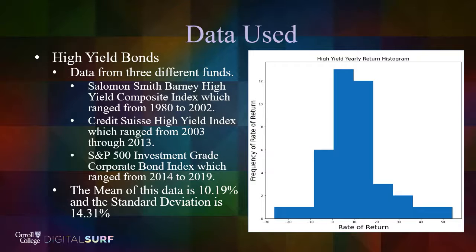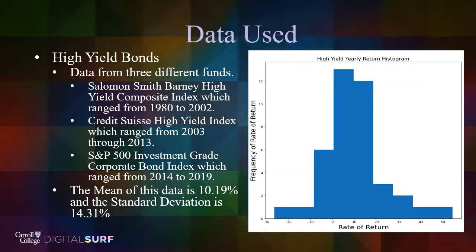To represent high-yield bonds in this study, we used data from 3 different funds. The reason we used data from 3 different funds is because we could not find a single fund that had this large of a time period. From these 3 funds, we found the yearly rate of return, and you can see them plotted in the histogram.